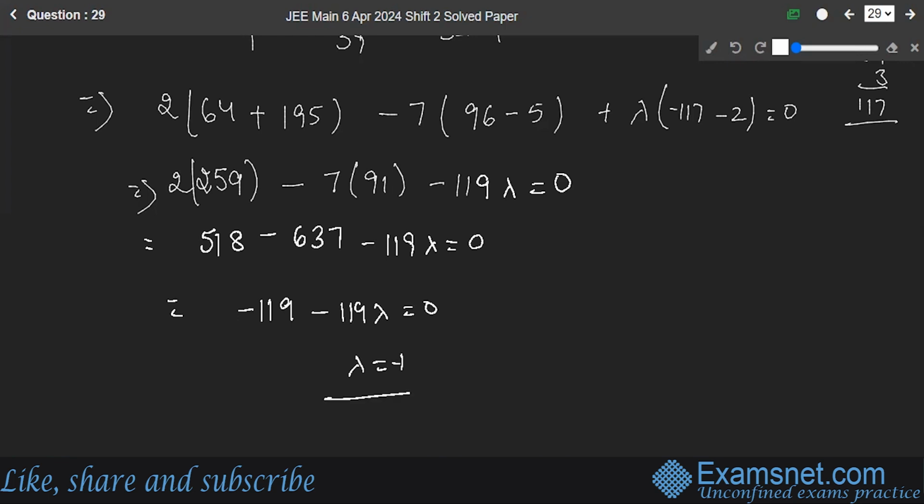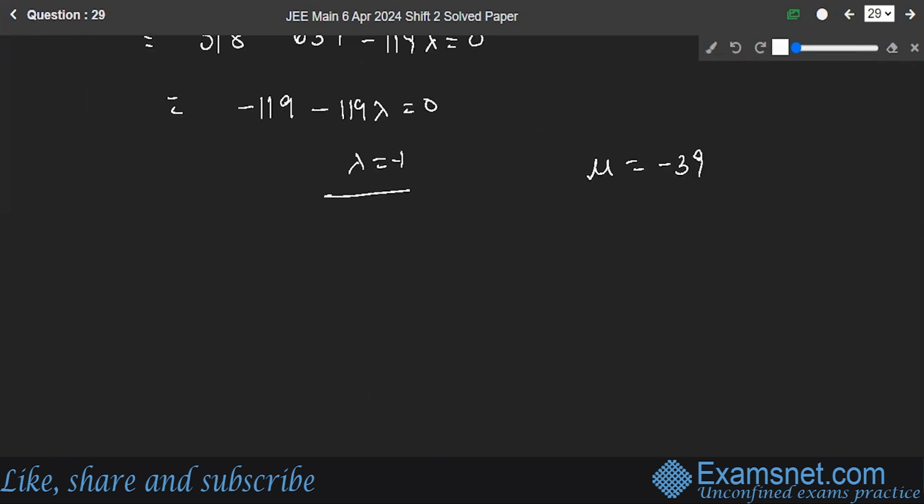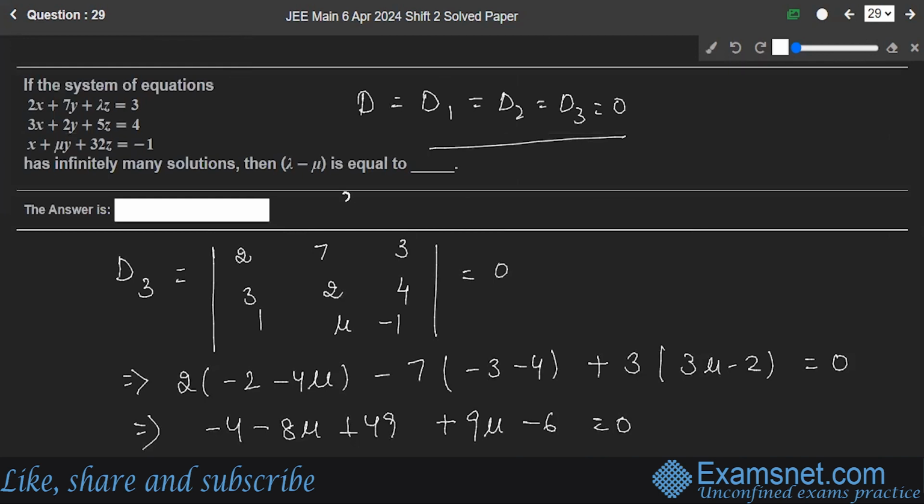So I got the value of lambda, I got the value of mu. Mu was equal to minus 39. I had to find out lambda minus mu. So minus 1 plus 39, this is equal to 38. This is the answer to the question, 38. Hope you got that. Let's move to the next question.